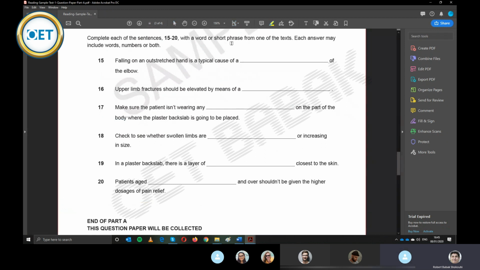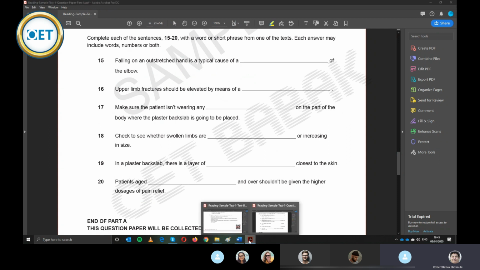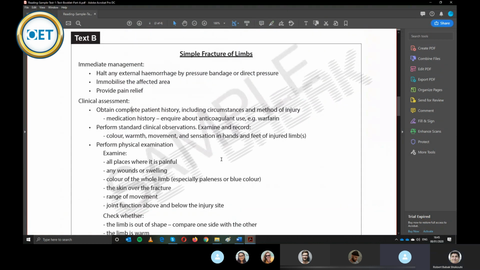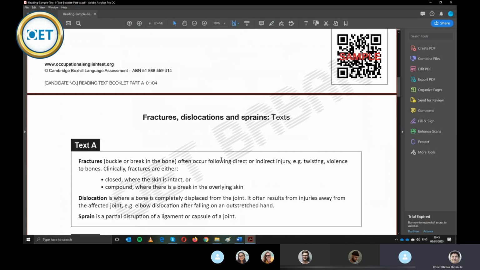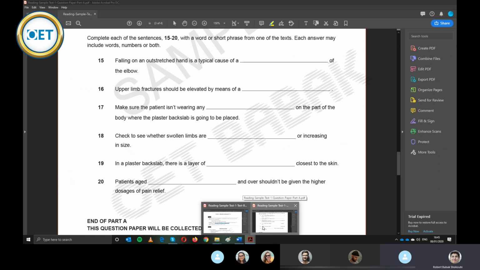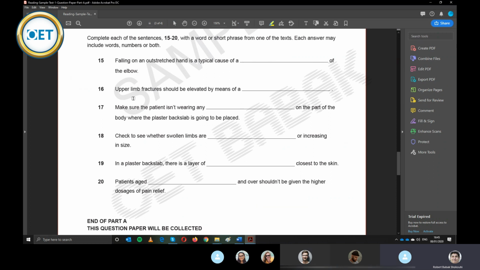Complete each of the sentences with a word or short phrase. Falling on an outstretched hand is a typical cause of a fracture or dislocation. Which one is that? Elbow maybe dislocation. Let's see. Yes, falling on an outstretched hand causes elbow dislocation. So you need to write based on what is in the text, okay?